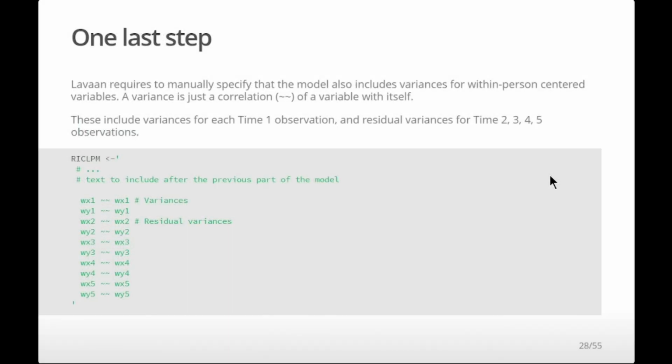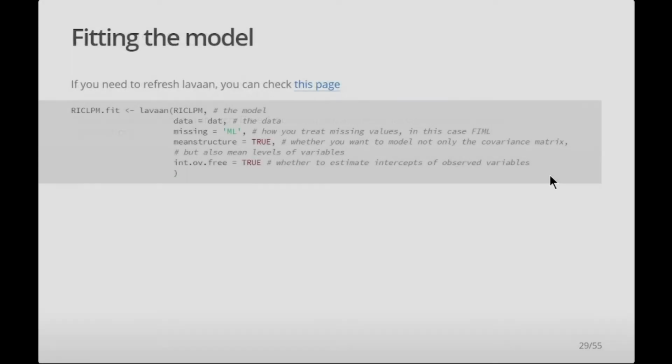One last step. This is not conceptually very important, but because of the defaults in this case, you need to manually specify the variances of each of these variables. So you need to specify that you want to estimate the variance of wx1, wy1, wx2, wy2, etc. So just include this part. So all these need to have a variance. If you're familiar with lavaan, if you use CFA, for instance, they get specified automatically. But then CFA doesn't work yet because there are other defaults that make this model unfittable. So you need to use the function lavaan, which is the basic function for this.